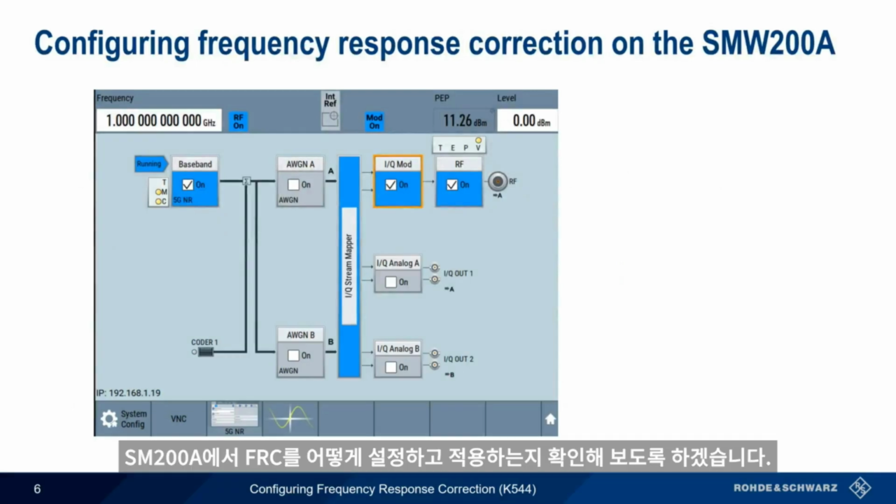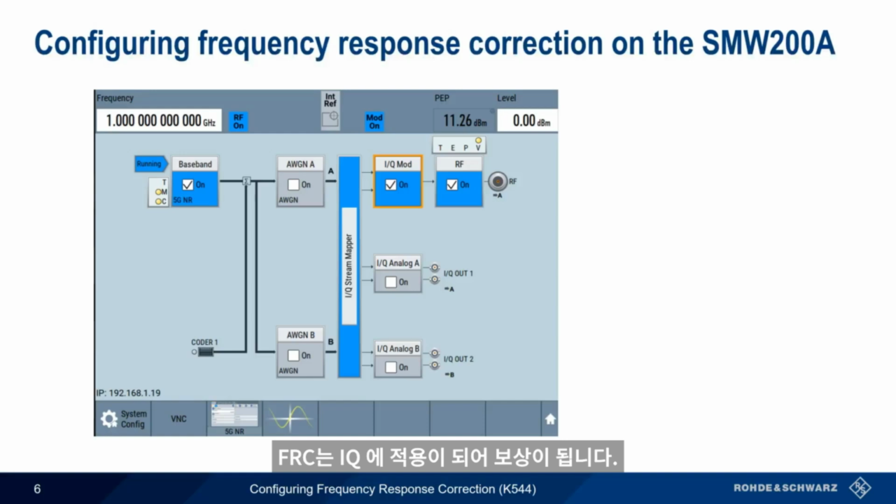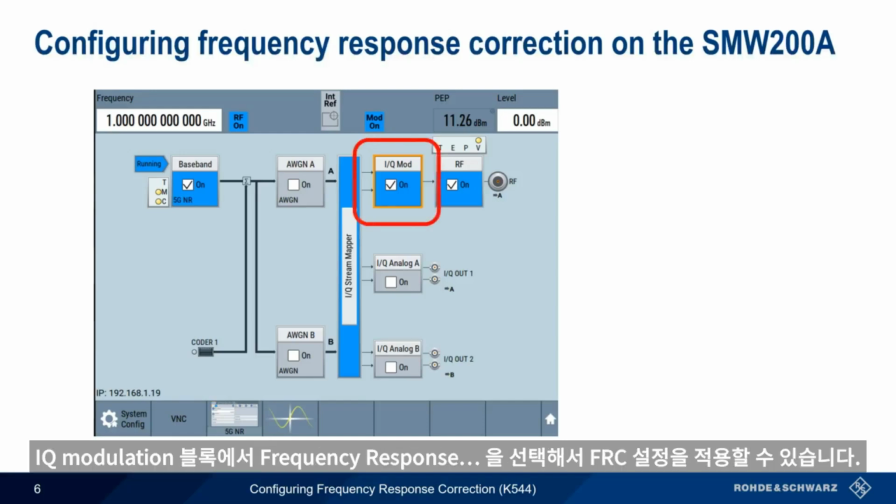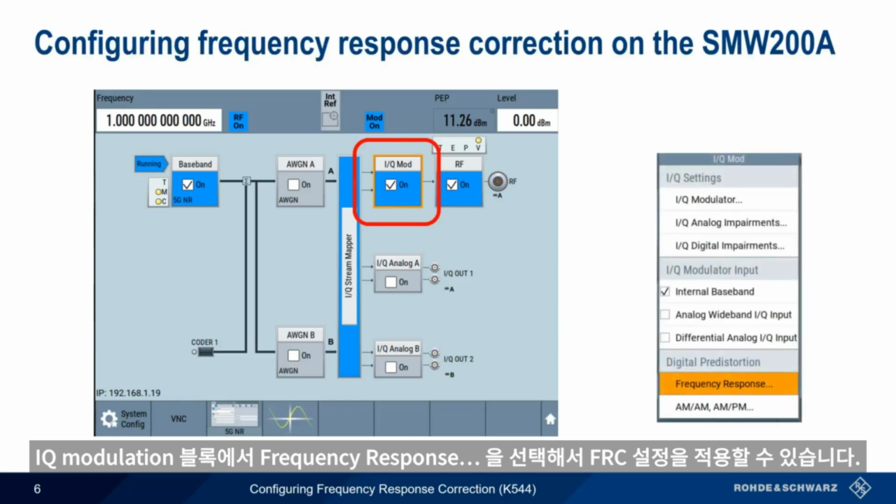Let's walk through how this is configured and enabled on the SMW200A. Because frequency response correction is done on the IQ values themselves, we start by going to the IQ modulation block and then select Frequency Response from the IQ Modulation menu.